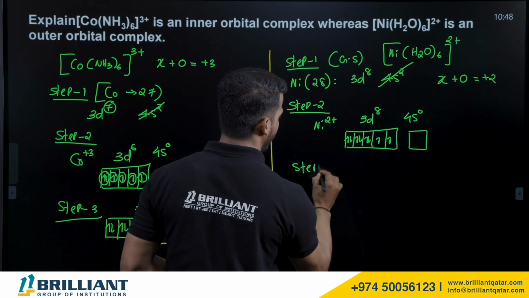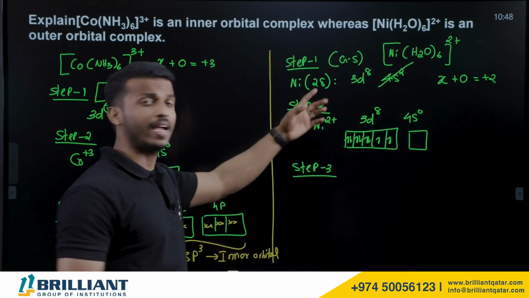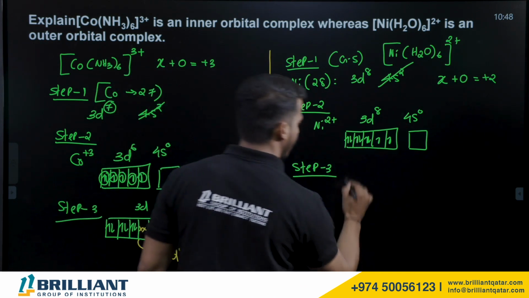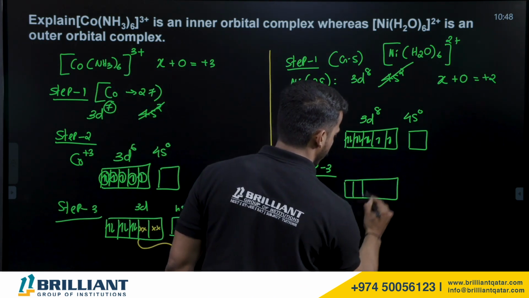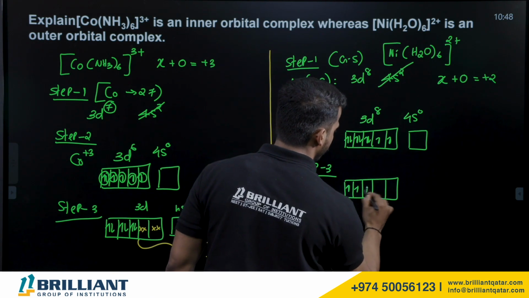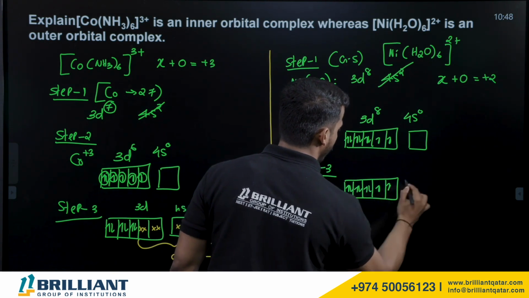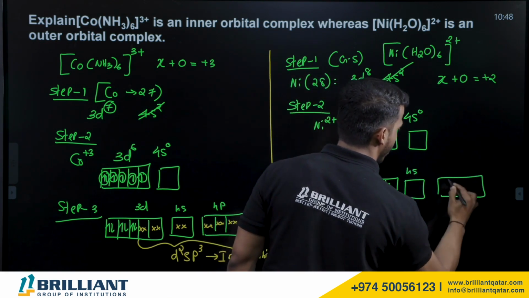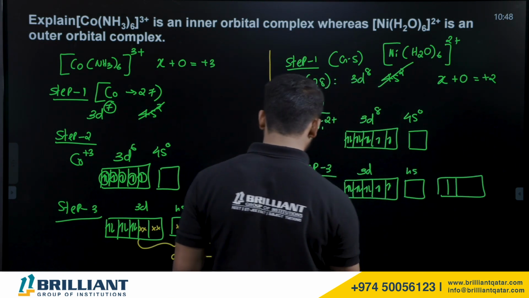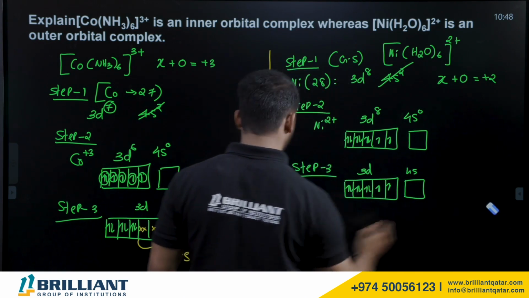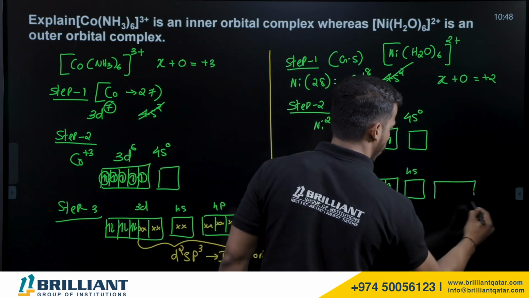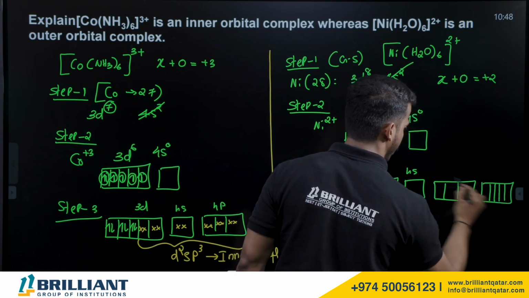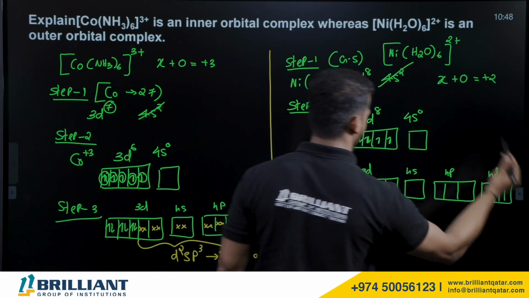Step number 3, identify the ligand given. Here the ligand is water, aqua. Aqua is a neutral ligand. So pairing won't happen. Let me take the previous situation once again. 8 electrons. S is there. This is 3d. This is 4s. And after that you have the 4p orbital. After 4s the orbitals are which one? 4p. If you want d, that also you can take. 4d is also there. This is 4p and this is 4d.